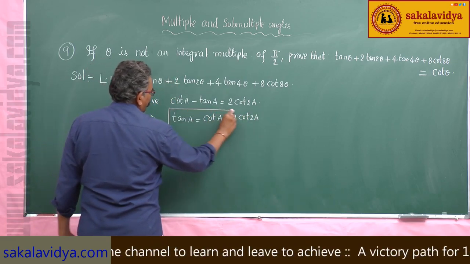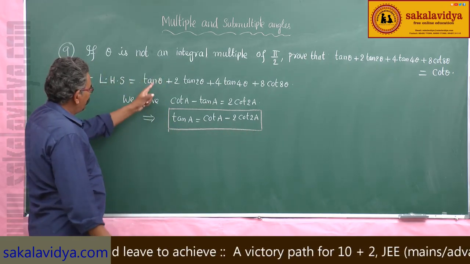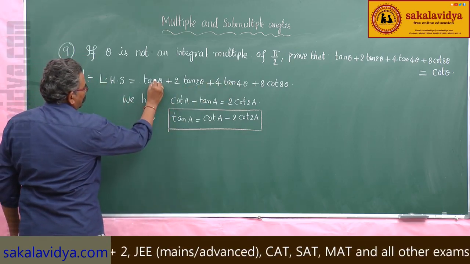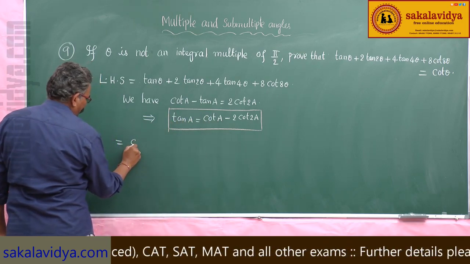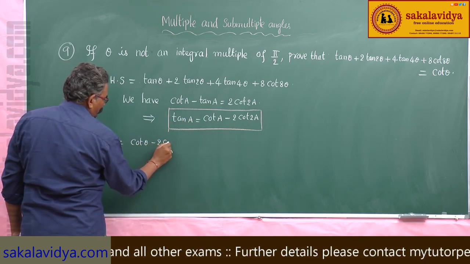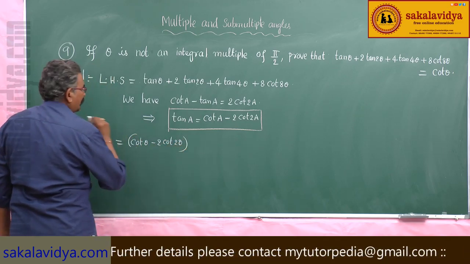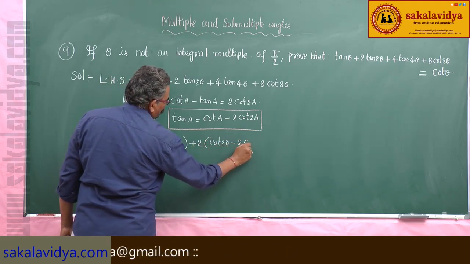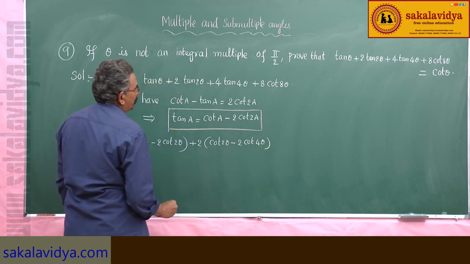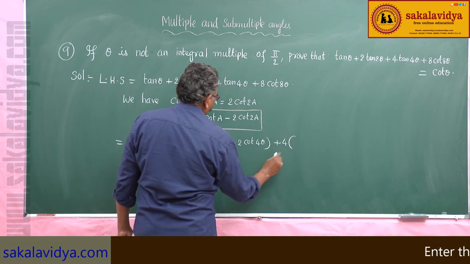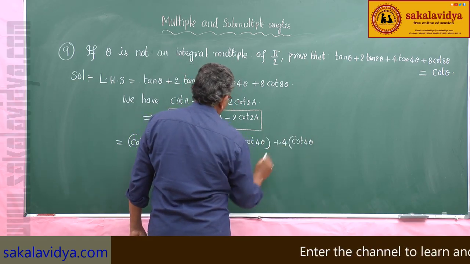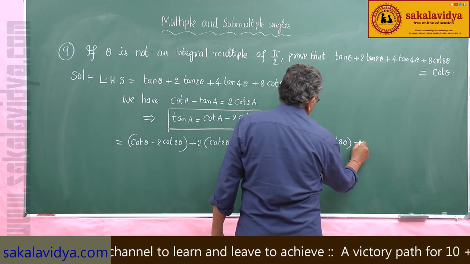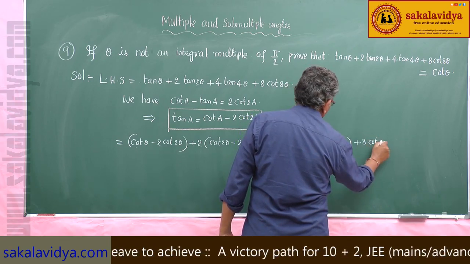So, using this relation, we can change tan theta, tan 2 theta, tan 4 theta. Now, A replaced by theta, we get cot theta minus 2 cot 2 theta, plus 2 times cot 2 theta minus 2 cot 4 theta. Plus 4 times cot 4 theta minus 2 cot 8 theta, plus 8 cot 8 theta.